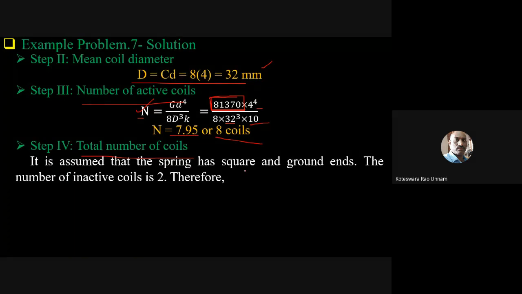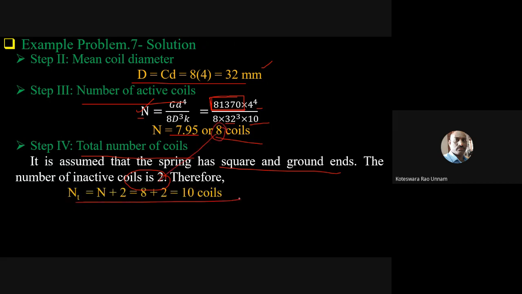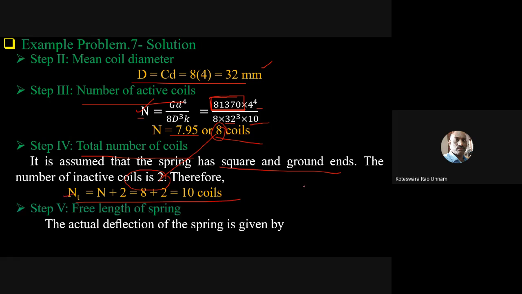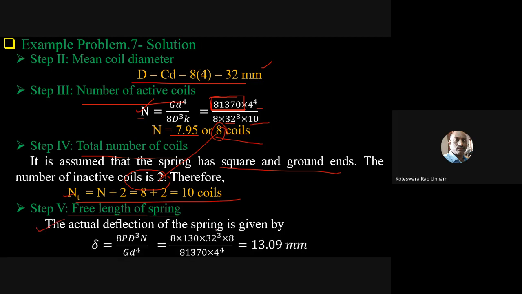So generally we will use square and ground ends, which has 2 inactive coils. Therefore, your total number of coils will become 8 plus 2, which is going to be 10. Once you have this, then you need to compute the free length of the spring. To compute the free length, you require the solid length, the axial deflection, and also the total gap between the adjacent coils. So for that, first we'll compute the axial deflection. The formula is this one, 8 P D cube n by G d power 4.